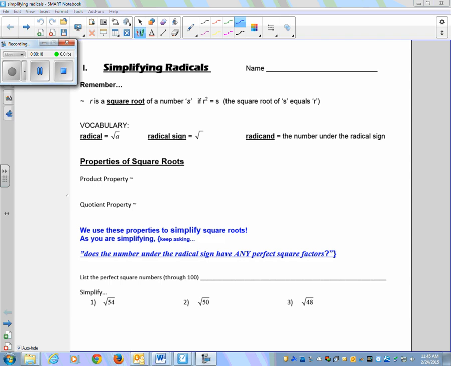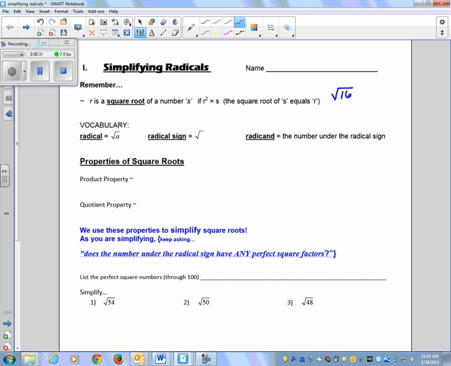R is a square root of a number s if r squared is s. In other words, r squared equals s, therefore the square root of s equals r. This sounds like a lot of mumbo jumbo, but remember the square root of 16 is 4 because 4 squared is 16. 4 squared means 4 times 4, times itself, is 16.